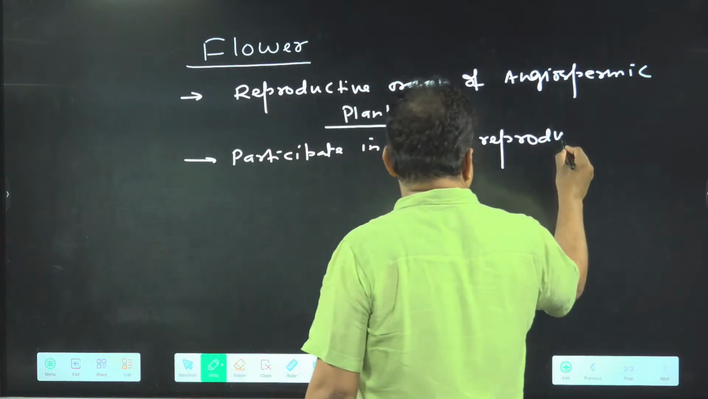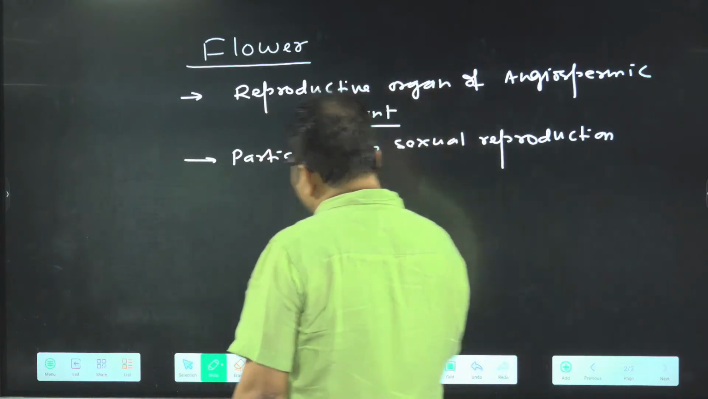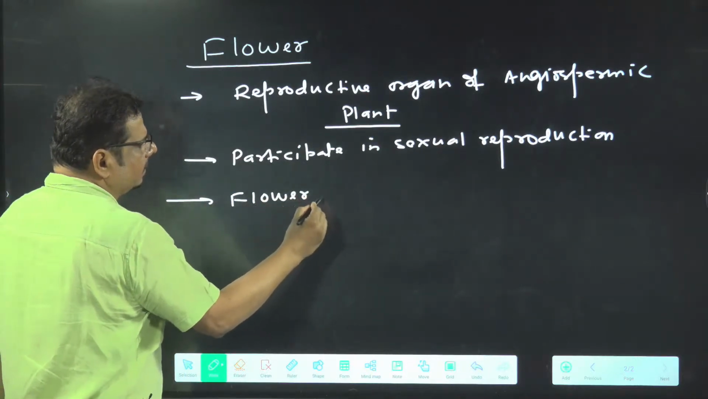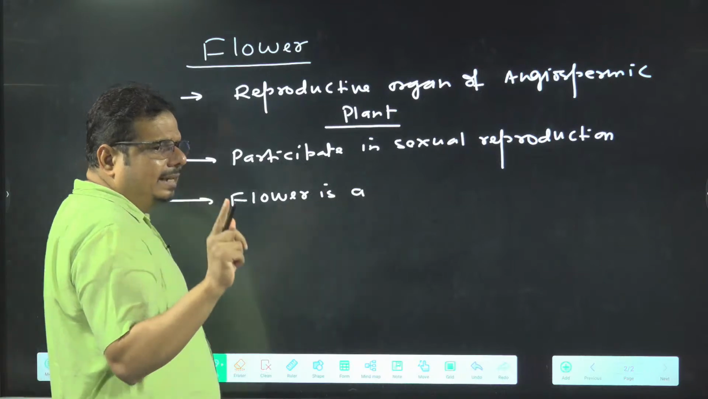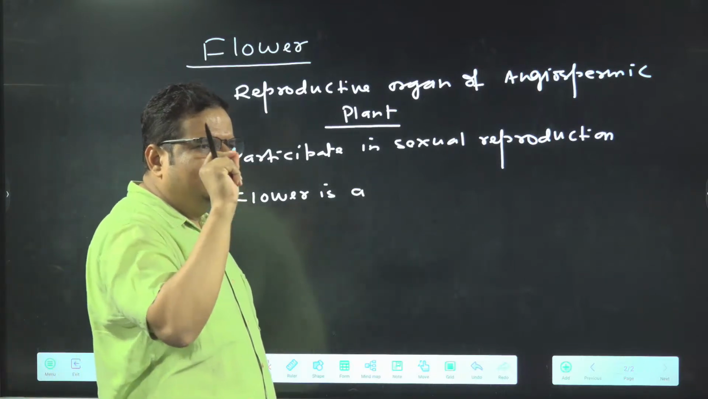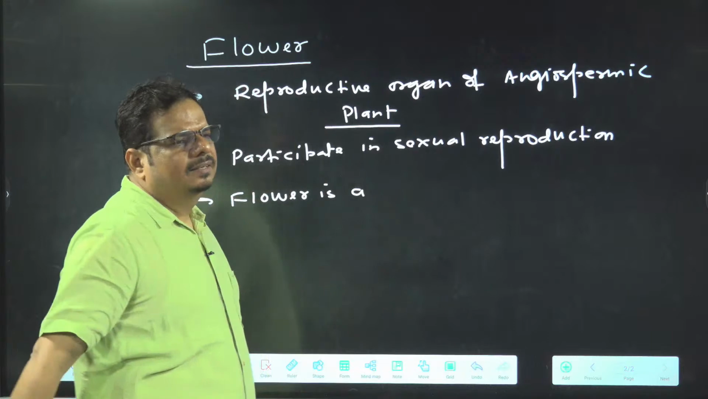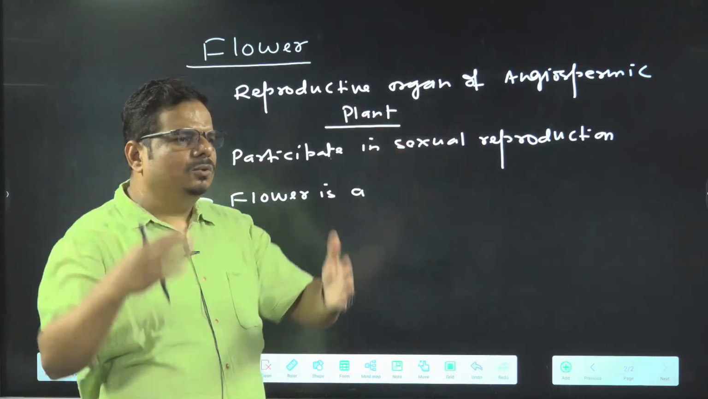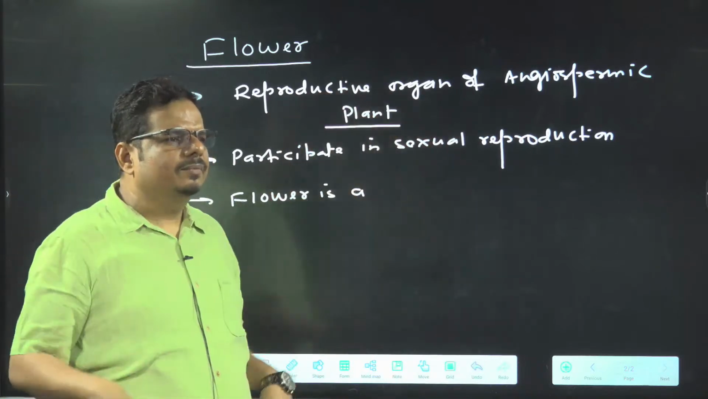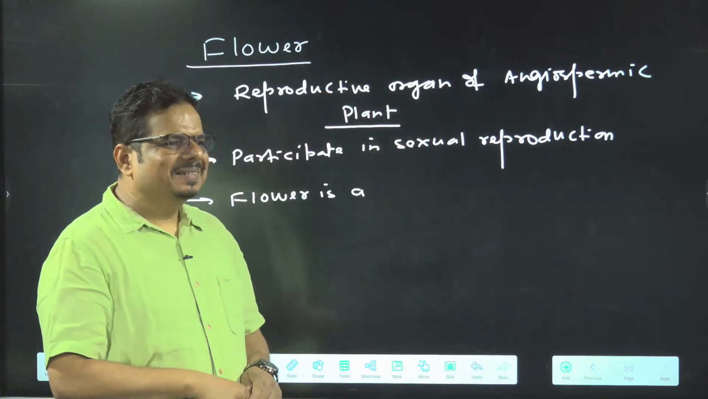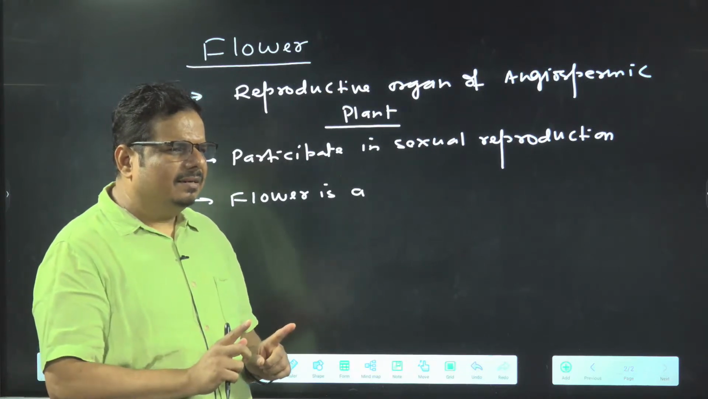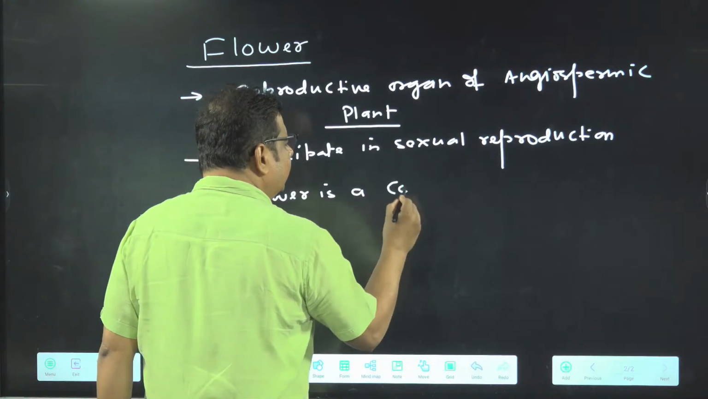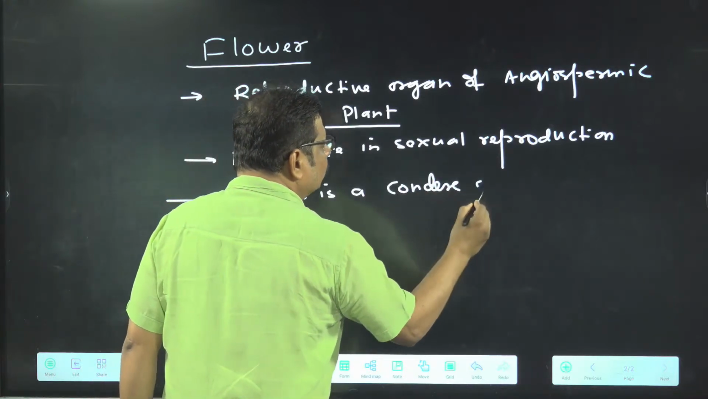Sexual reproduction. And as you know, a flower is a condensed shoot. We are, once again, I am reminding you, dealing NCERT specific. We are not going to become too greedy or do so many nonsense things which are not needed in the exam. So we are going to deal NCERT centric, NEET centric. So flower is a condensed shoot.